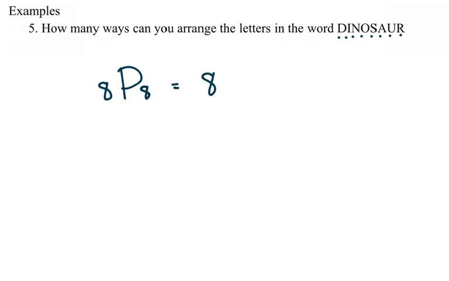So here's what this says. 8 factorial. And you can either do 8 factorial on your calculator, or you can do 8 times 7 times 6 times 5 times 4 times 3 times 2 times 1. And you get 40,320.